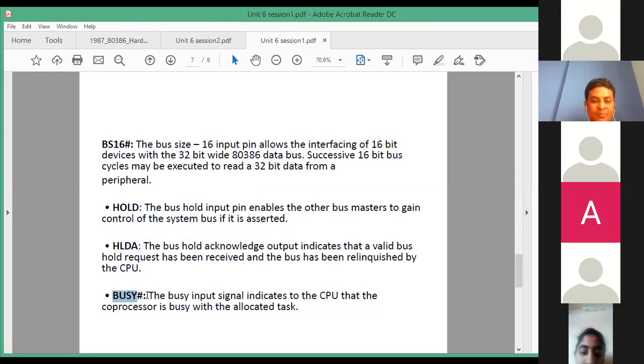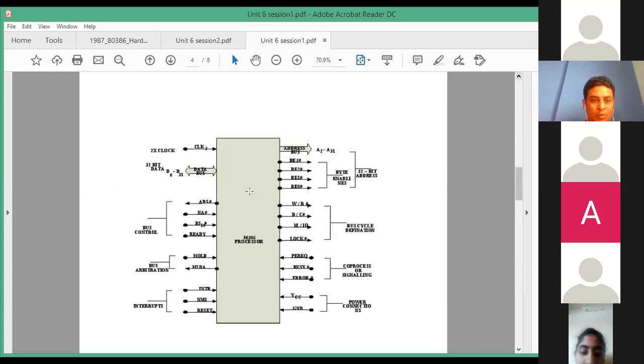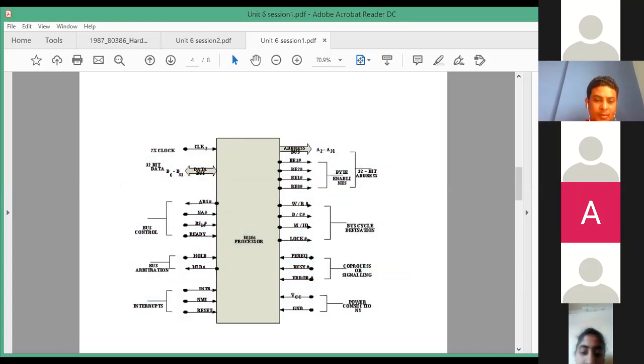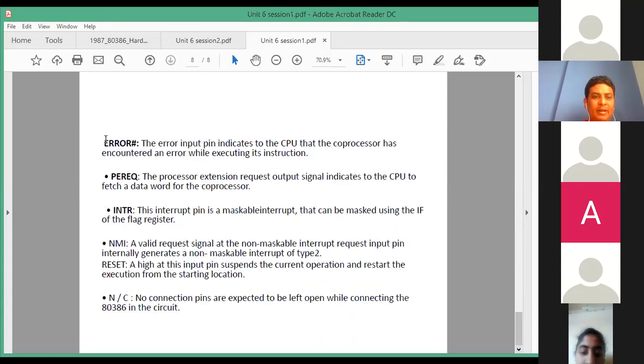This is the BUSY pin. The BUSY pin is used to assert that the coprocessor is allocated a task. As you may see, the BUSY pin would be the output pin. Where is it? Coprocessor interface. Sorry, BUSY will be the input pin, which takes the signal from the coprocessor. ERROR: whenever there is an error with the coprocessor, it would be indicated by ERROR.